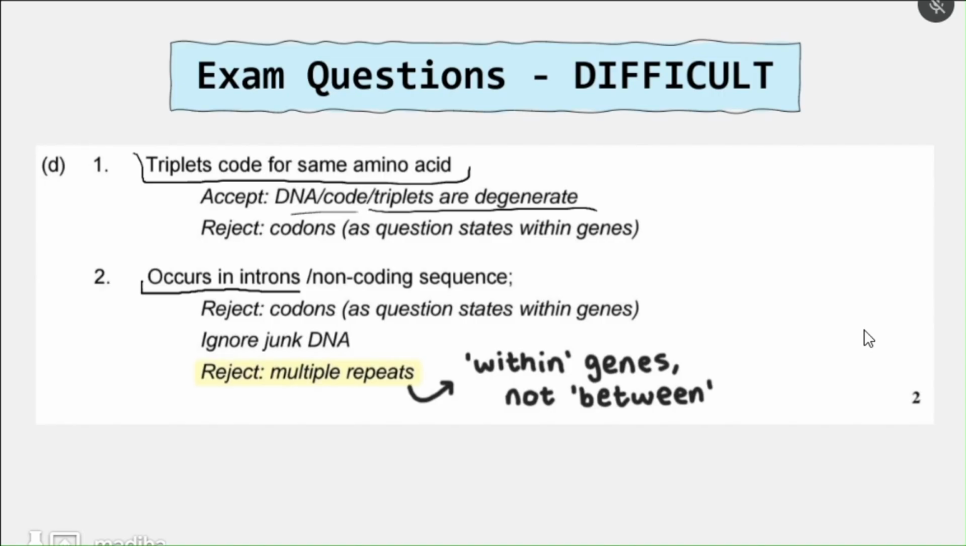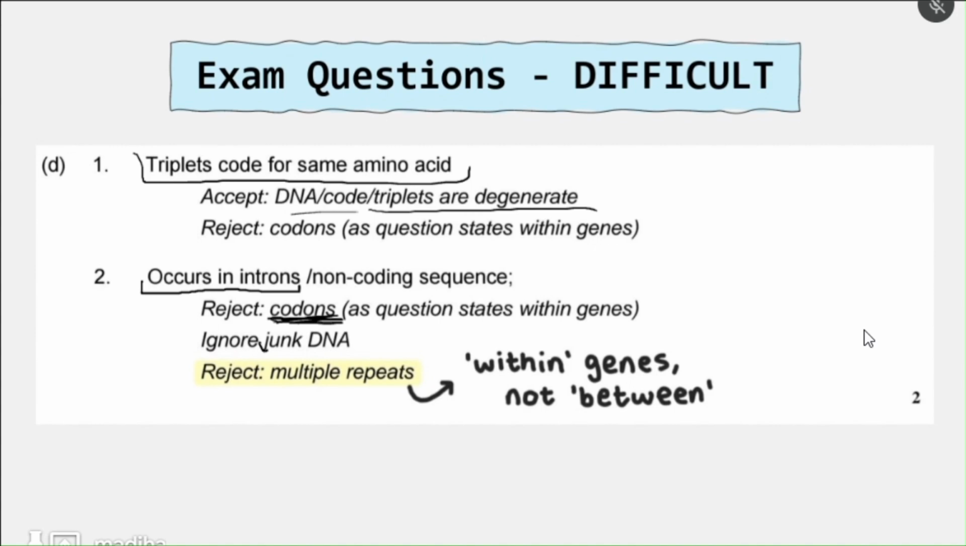So you're going to reject codons because the question states within genes. These codons come later on, in different topics, but a codon is essentially what comes later on after transcription and translation. Inside DNA bases, we call them triplets. So it occurs in introns.